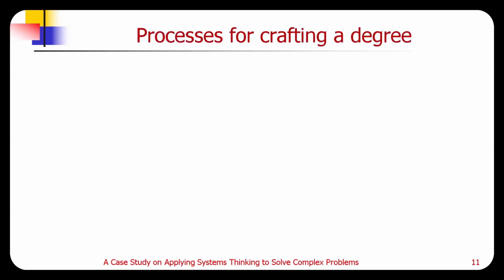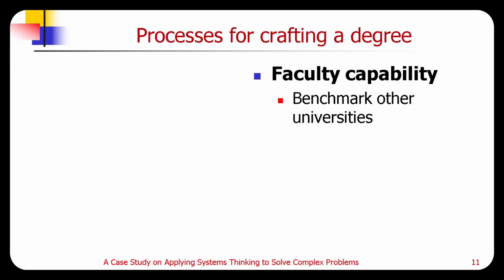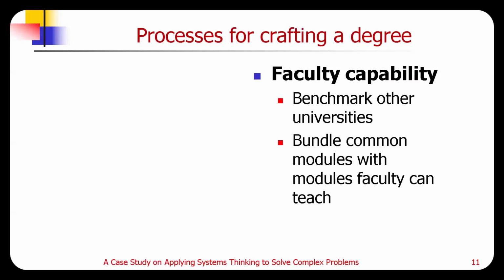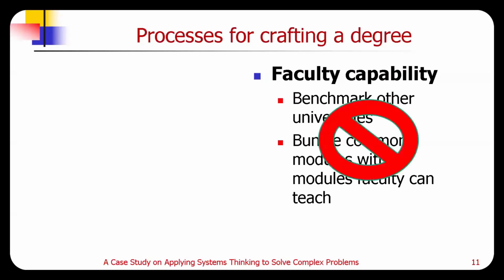What are the processes for crafting a degree? Well, the first one seemed to be faculty capability. Benchmark what other universities are offering, bundle the common modules with modules the faculty can teach, and offer that as a degree. And I found the same with systems engineering when I did a similar benchmark in 2013. Not a very good way of doing it.